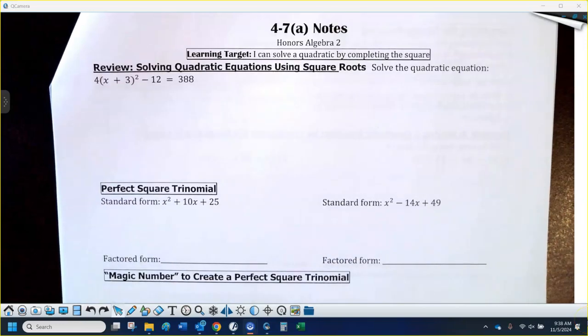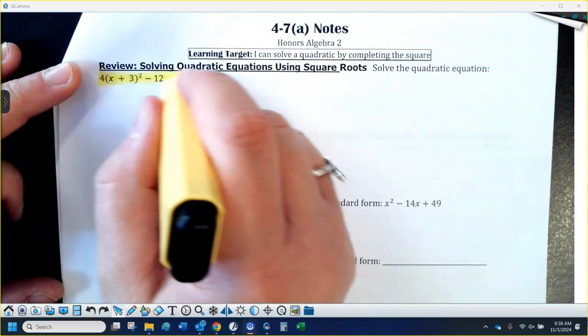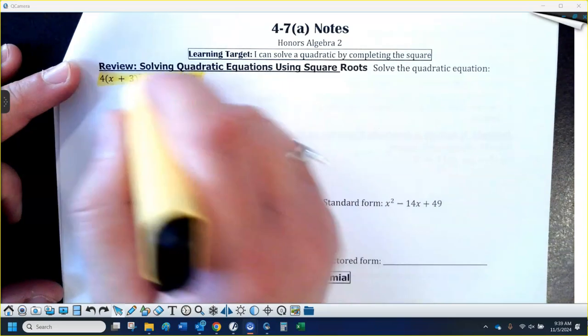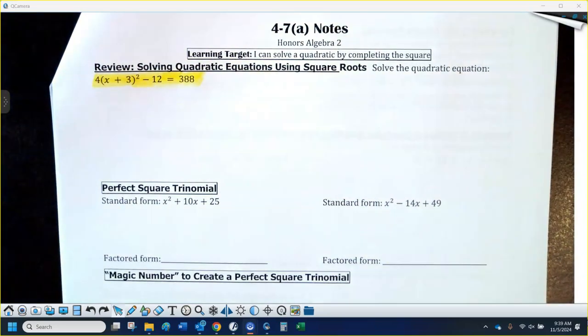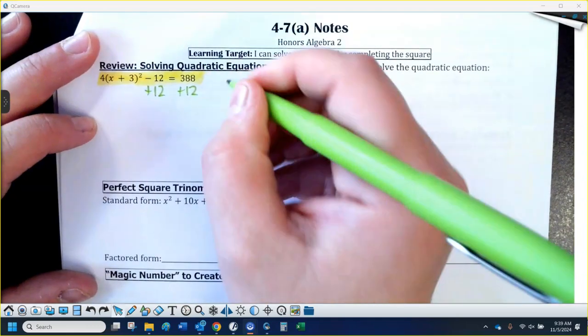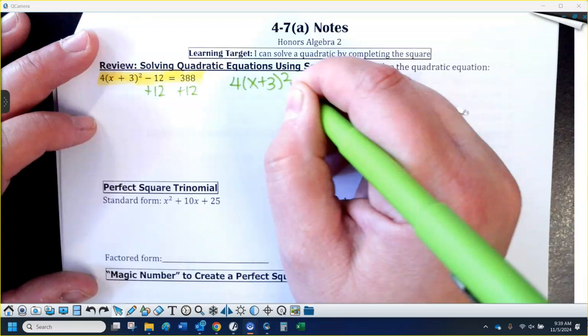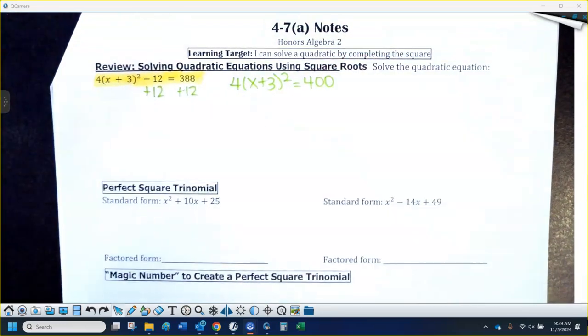Remember how you might go about solving this equation. So I've got 4 times (x plus 3) squared, minus 12 equals 388. If you're working on this equation, what would you do first? Add the 12. Perfect. All right, let's add the 12. So I've got 4 times (x plus 3) squared equals 400.